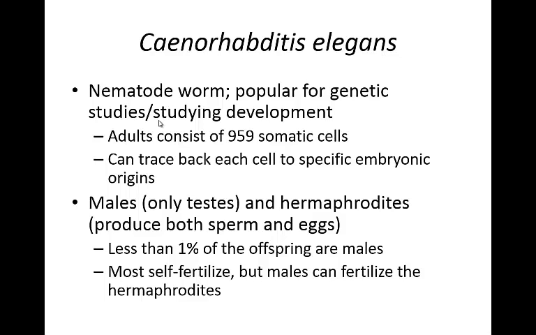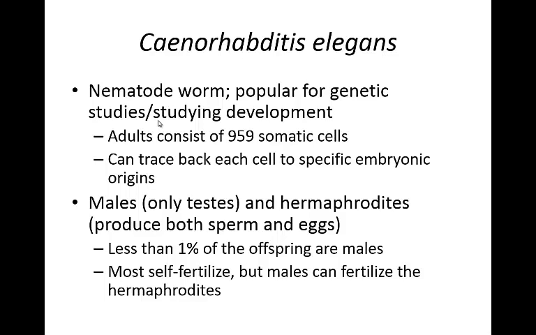Caenorhabditis elegans, or C. elegans, is a nematode worm. It's very popular for a lot of different genetic studies and for studying development. The reason for this is that the adults consist of only 959 somatic cells, or non-sex related cells, and each single one of these cells can be traced back to specific embryonic origins. And so you can see very early in development all the different structures and cells that they are destined to become.